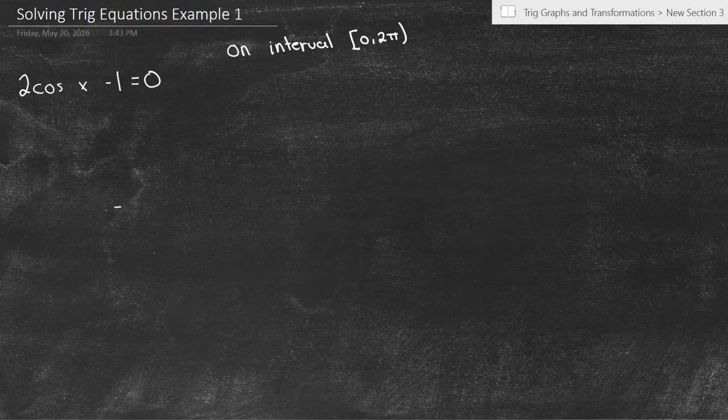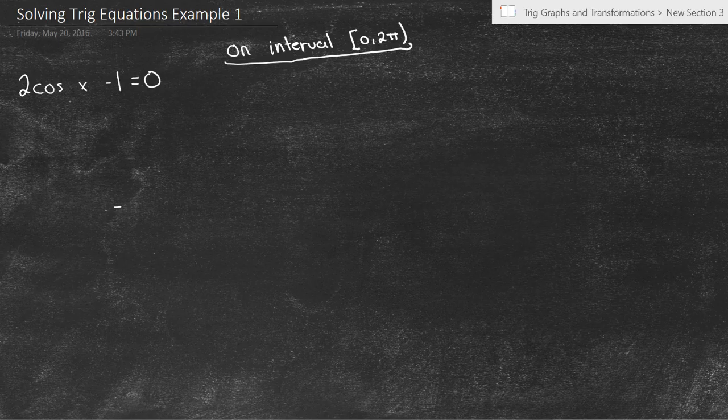Hey guys, so today we're going to do our first example of solving trig equations. We have a pretty simple one here, and remember it's from the interval from 0 to 2 pi, so we don't have to do that plus 2k pi thing. We're just going to get some actual solutions here. And we have 2 cosine of x minus 1 equals 0.